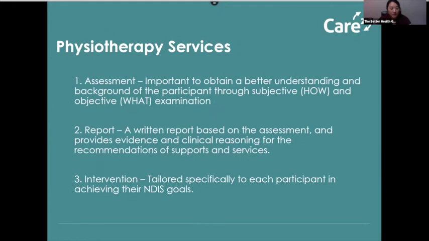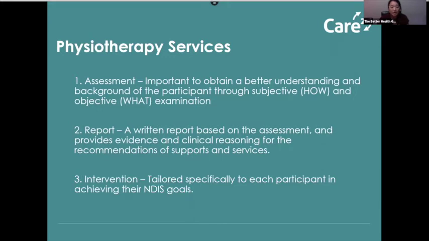It's important to know, in terms of our physiotherapy services, exactly what we do. We always provide a thorough assessment, which is important to obtain a better understanding and background of the participant. We generally do this in two parts. One is a subjective assessment, which I call the how. This is understanding their disability, their background, their sensory and motor needs, their level of cognition, communication, and interests. This helps determine how the program or intervention will be implemented.